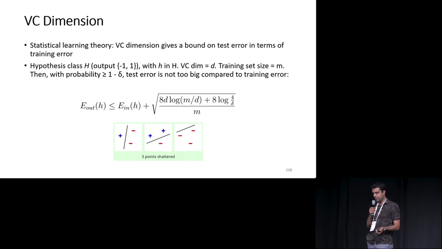So from statistical learning theory, we know that VC dimension gives a bound on test error in terms of training error. If you look at this inequality at the bottom, E out is your test error, E in is your training error. So you can bound your test error in terms of the training error plus this additive quantity. And the main thing here is that if you get a smaller VC dimension D, then you get a smaller additive term, which more tightly bounds the test error.